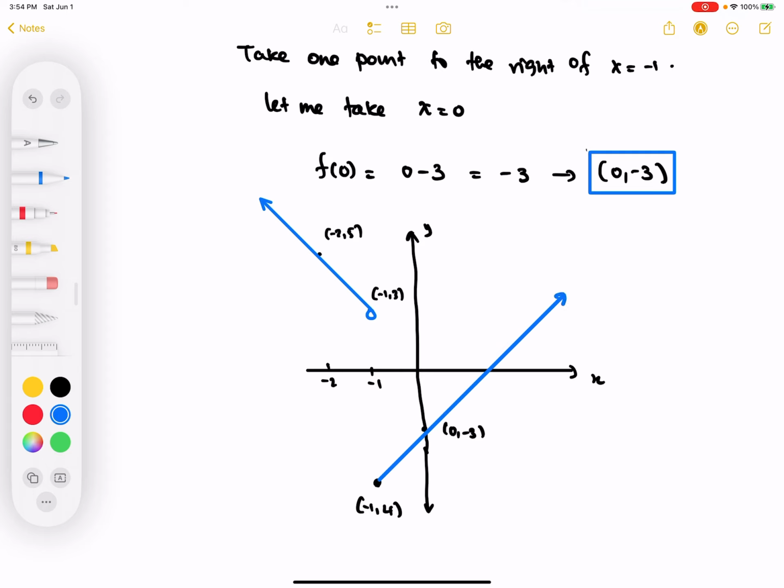Now you can see that this is the graph of f of x equal to x minus 3. This one is the graph of f of x equal to 1 minus 2x. Look at your graph. This is from the left side, right? Look at this piece on the right side. Let me use the red. Right, so from this one up to this. So these are known as piecewise-defined functions.